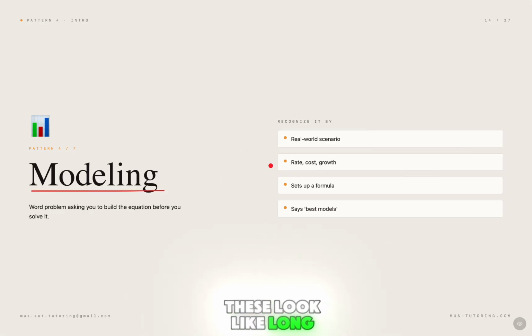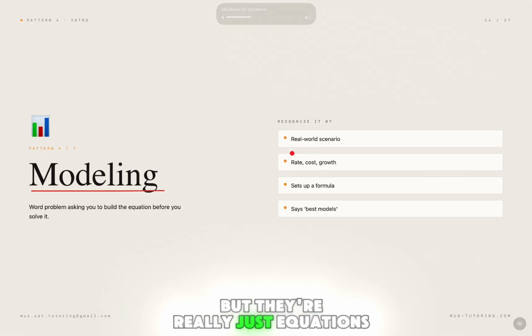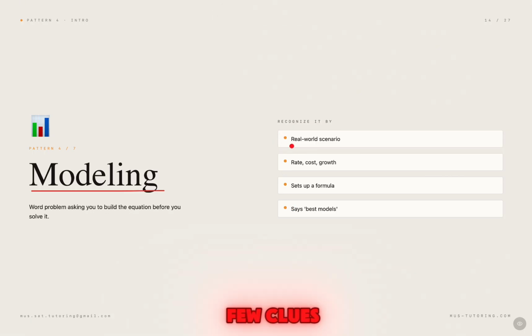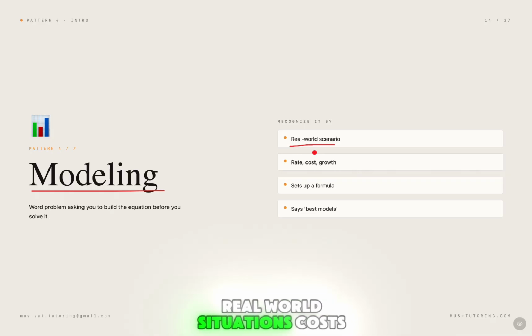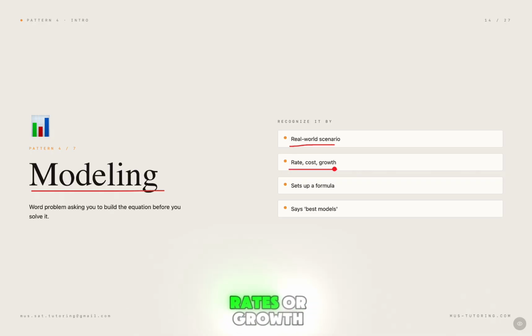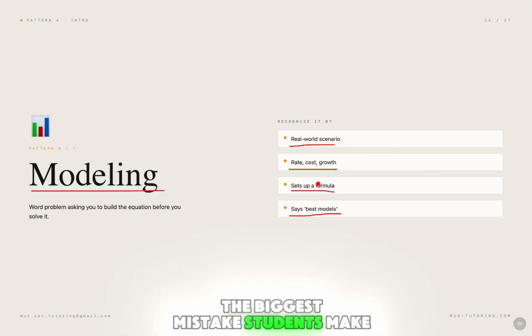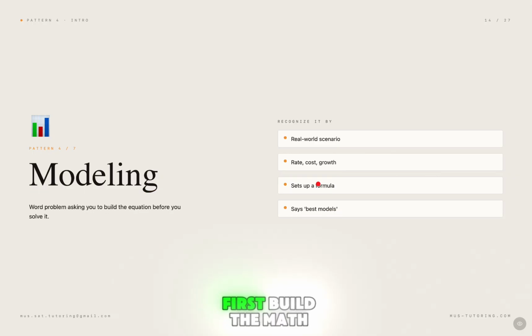These look like long reading questions, but they're really just equations hiding inside paragraphs. You'll recognize them by a few clues. Real-world situations, costs, rates, or growth. They ask you to build an equation, or they literally say which function best models. The biggest mistake students make? Trying to solve before they've translated. First, build the math. Then, solving is easy.